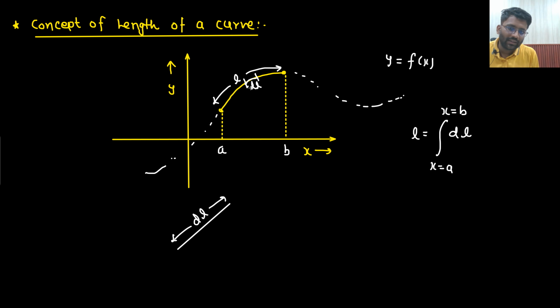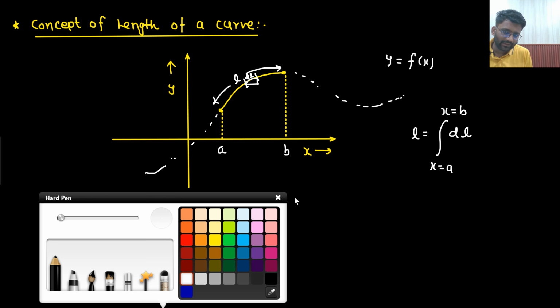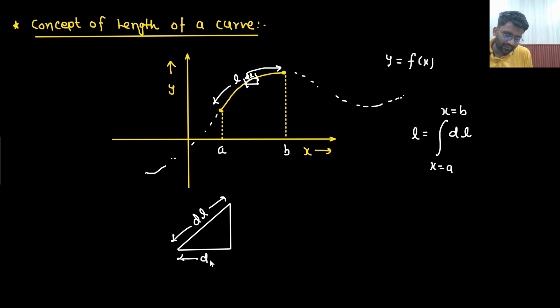Now if this is your dl, how much length are you covering in the x direction? Sir, I am covering dx length. And how much length in the y direction? Sir, I am covering dy length. Do you understand this point or not? You need to find out this length L. You have taken a small length dl here. In the x direction you are covering dx, in the y direction you are covering dy. Say yes or no.